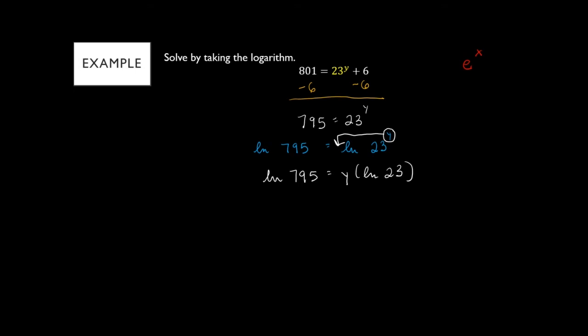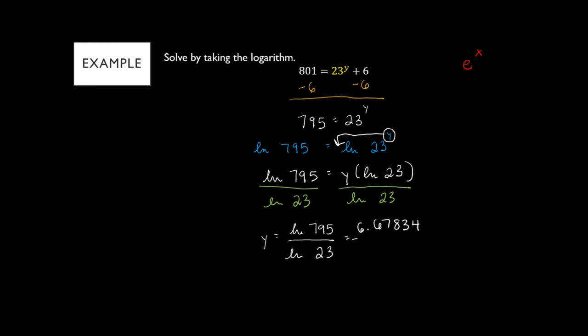So let's see where we're at. We want to solve for y. So I'm going to divide by the natural log of 23. So we're going to have y equals the natural log of 795 divided by the natural log of 23. So I'm going to round to 5 decimal places again. 6.67834.